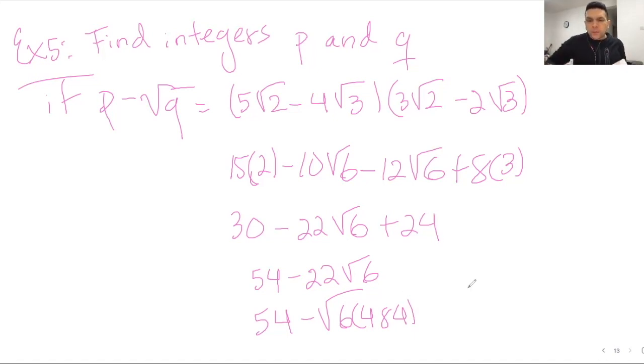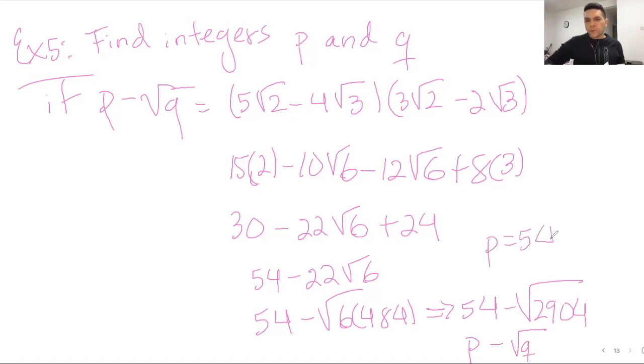And then we're going to get 54 minus the square root of 2,904. All right, so this is our P minus the square root of our Q. So P is 54 and Q is 2,904. All right, and that's it, right? Pretty easy stuff.